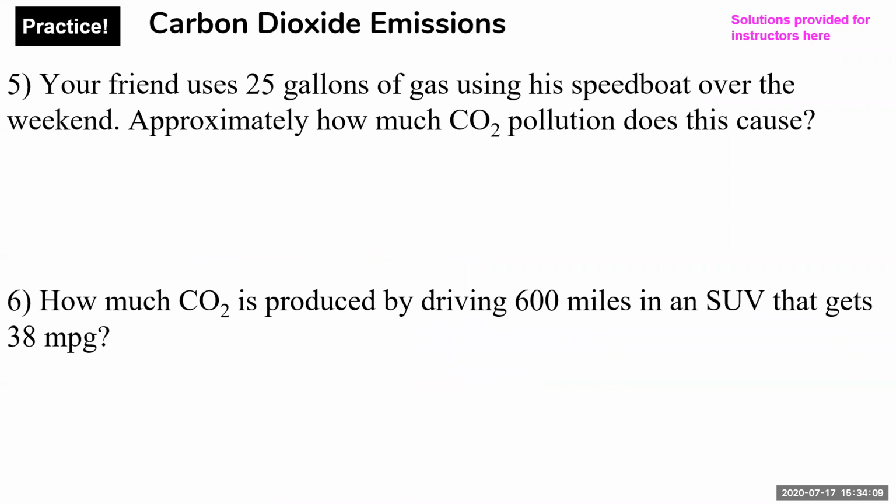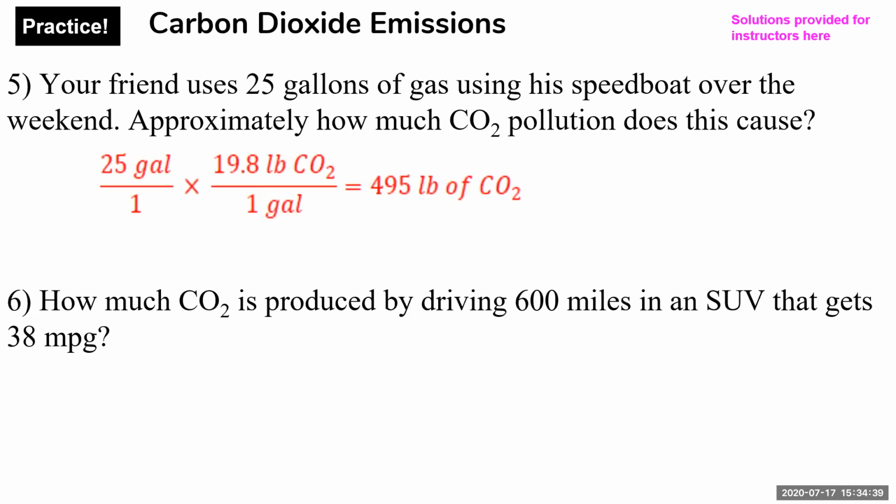Now, your friend uses 25 gallons of gas on a speedboat over the weekend. Approximately how much CO2? We know the standard for CO2 production is that every gallon of gas produces 19.8 pounds of CO2. So if your speedboat used 25 gallons, you multiply by 19.8, and that gives you the amount of CO2 produced.